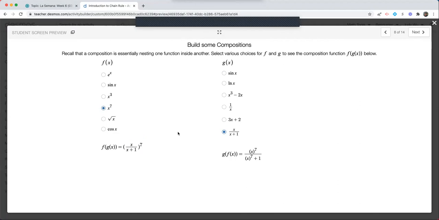Okay. So now we're mixing x to the 7th with x over x plus 1. And so let's take a look at what's similar and what's different. I'll give you a couple minutes to think about it. And then if someone could explain this one on the left, like what do we do first? And then what do we do second?